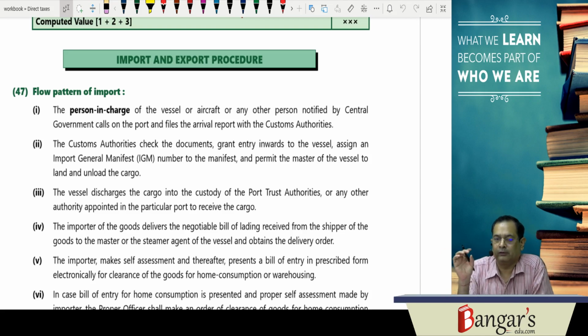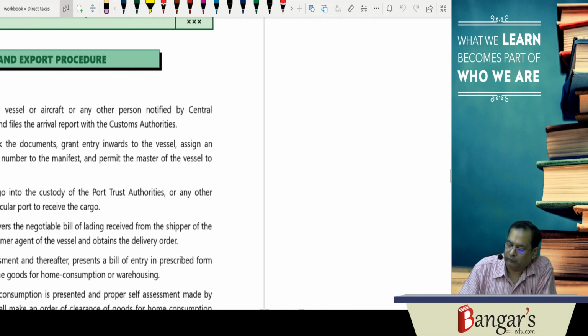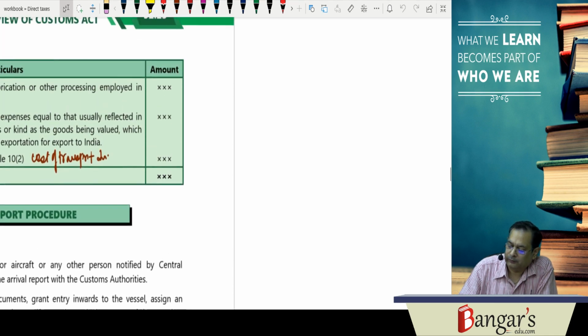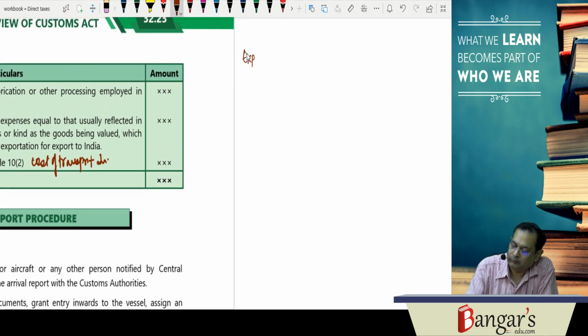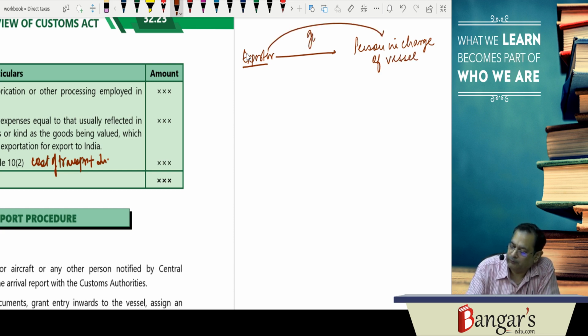Now we will be discussing the import and export procedure. So what basically happens is, say the exporter is in the UK. He goes to the person in charge of the vessel, or their officers or agents, and hands over the goods to him and obtains a bill of lading. This bill of lading is basically the title of the goods, which is given to the importer.